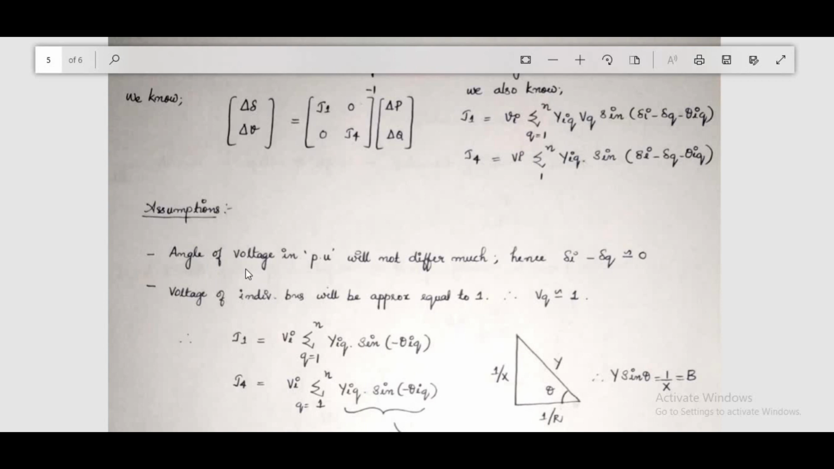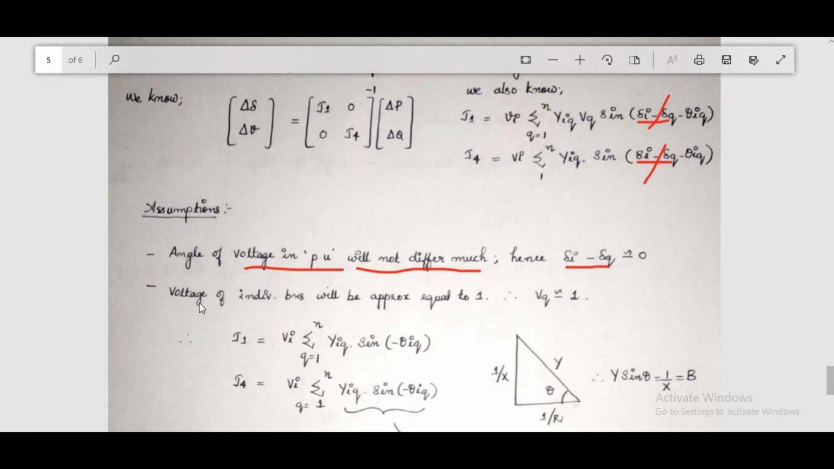Assumptions are, angle of voltage in per unit will not differ much. So you can write delta I minus delta Q will be approximately equal to 0. Cannot say it is equal to 0, the difference is very less, so it can be approximately equal to 0. That means here delta I minus delta Q can be reduced to 0. So it becomes sine of minus theta IQ. Here also it became sine of minus theta IQ.